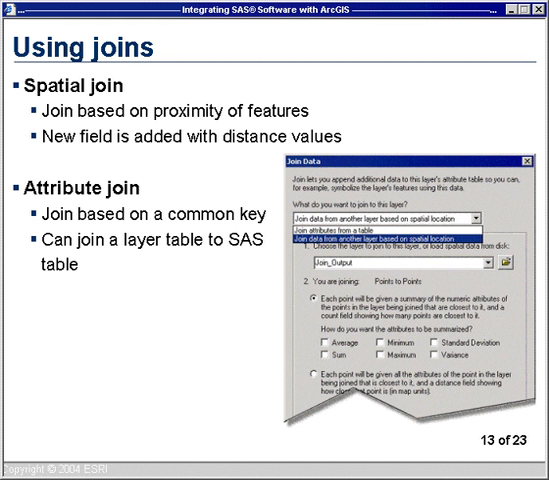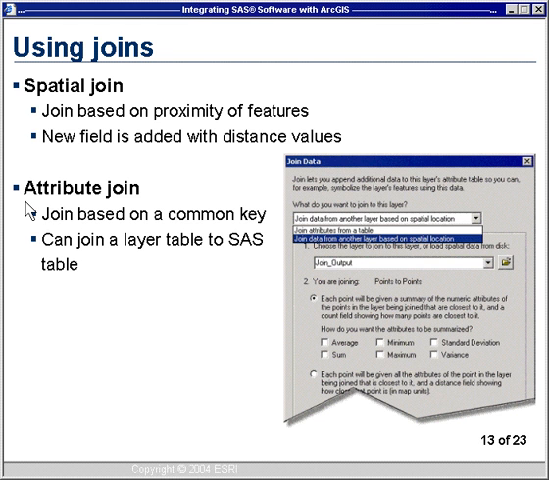There are a couple of types of joins that you may want to do using your spatial data in some sort of ESRI format and your tabular data coming from SAS. The first type of join is called a spatial join. In a spatial join, what things have in common is proximity. When you do a spatial join, you can optionally have an additional field added to the output data set that has the distance of features in another layer that are closest to each feature from the target layer.